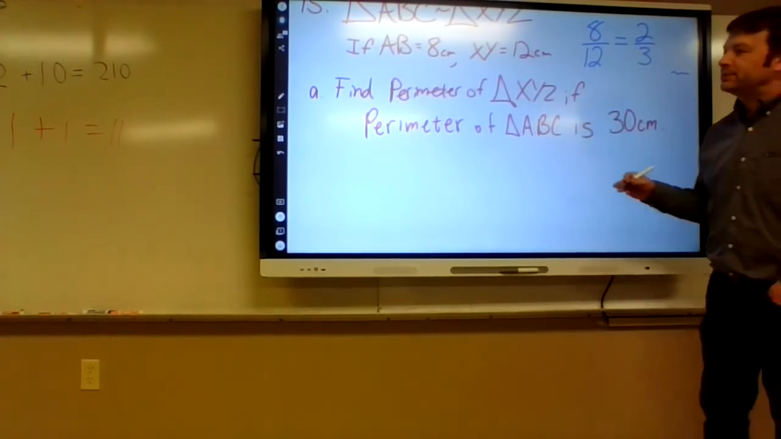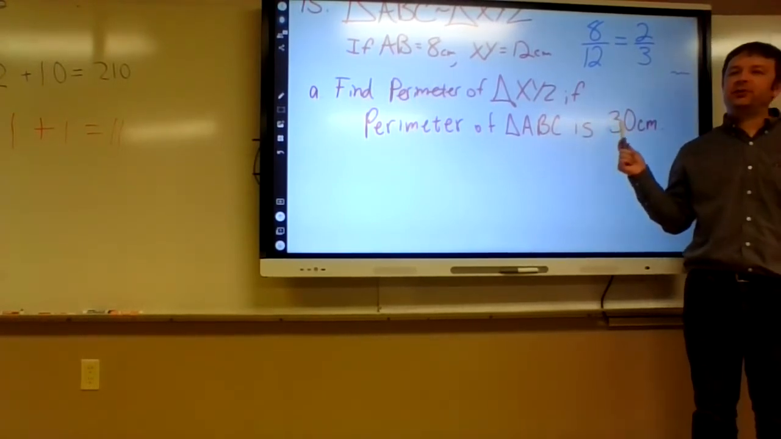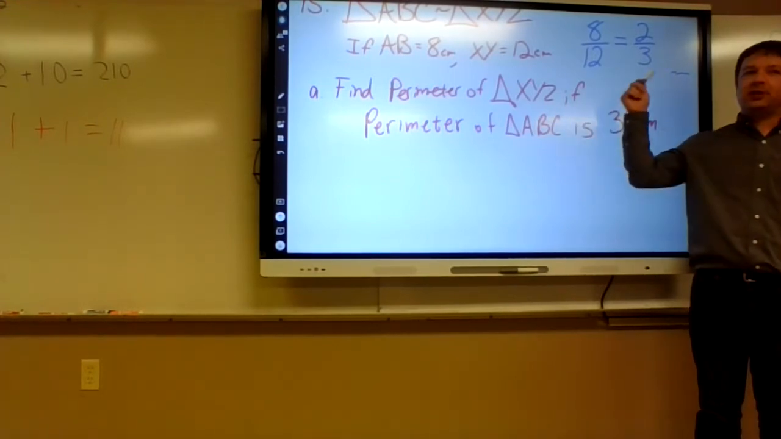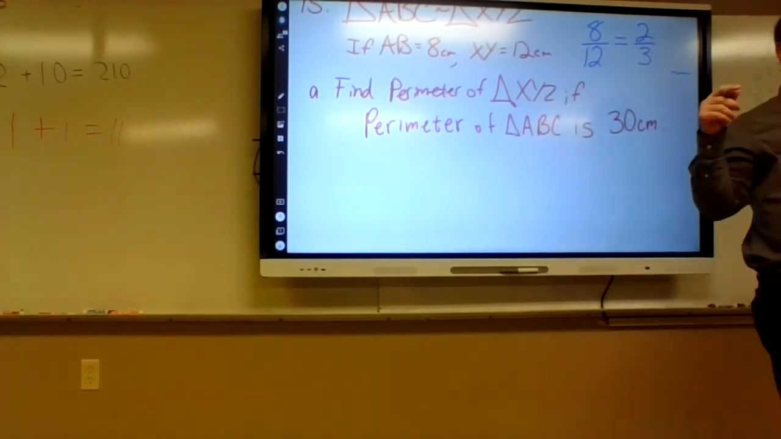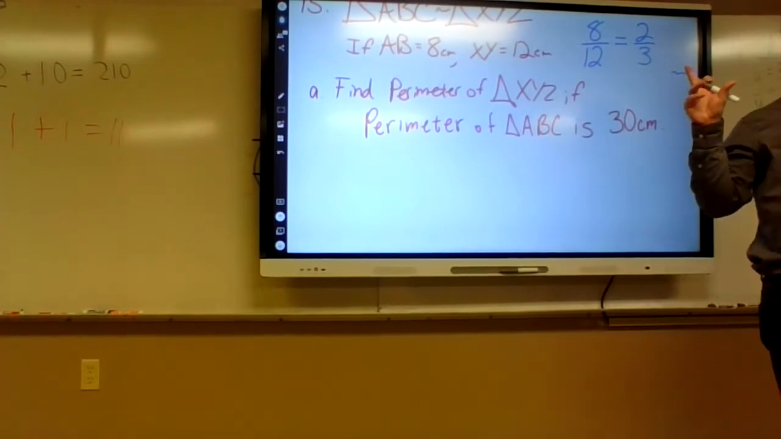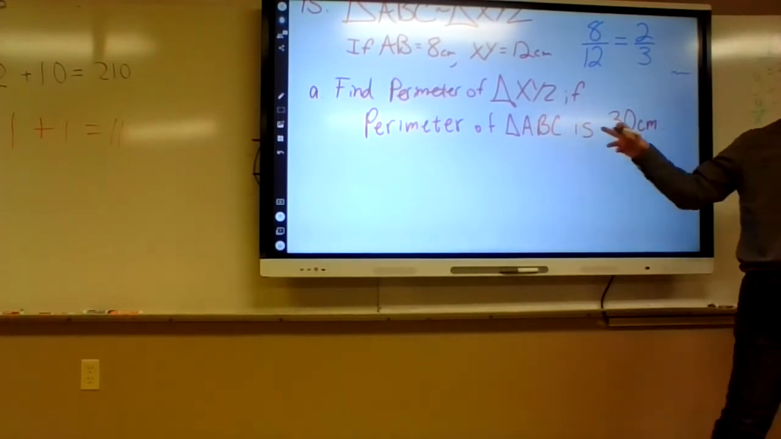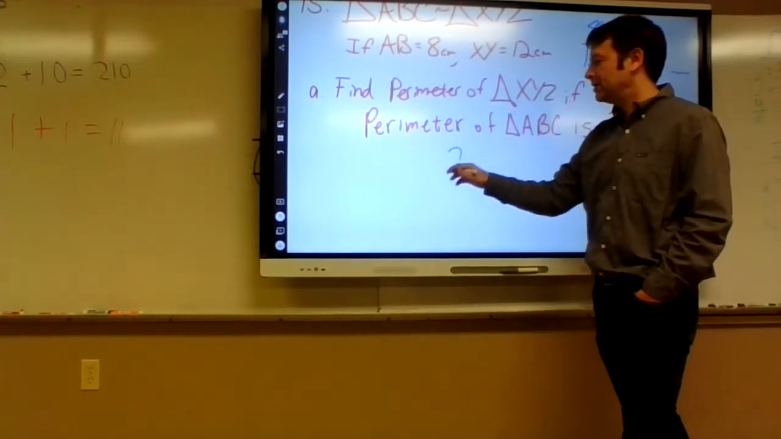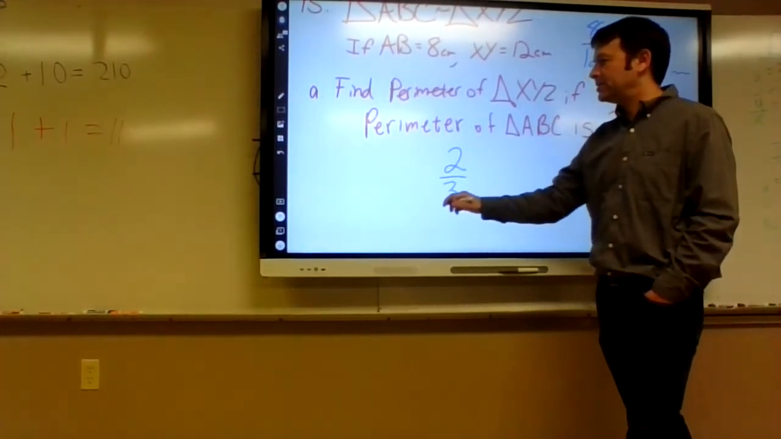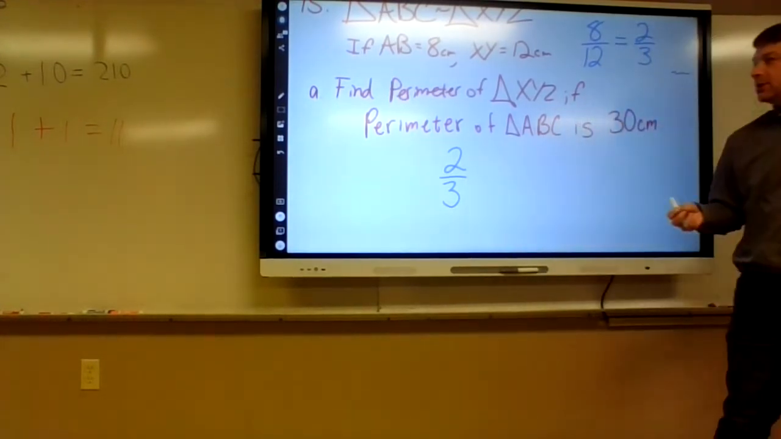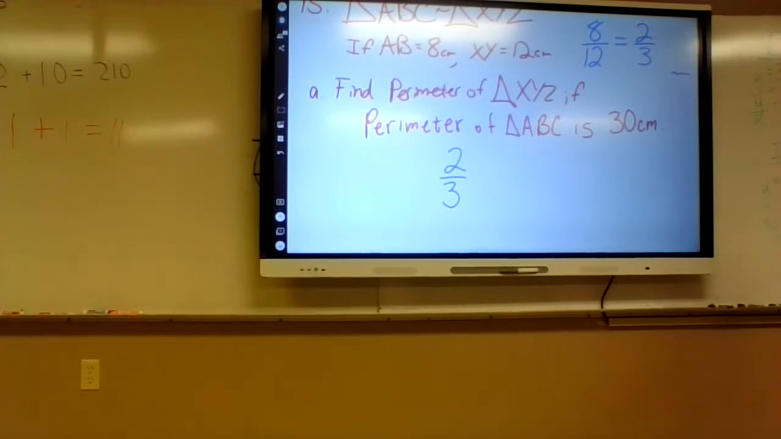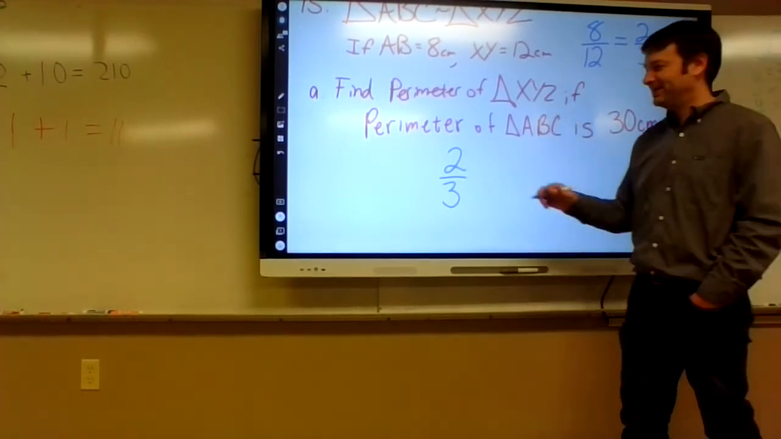Okay, now, here's the question. If the similarity ratio is 2 to 3, what's the ratio of the perimeters? 2 to 3, the same thing. Kind of a trick question. Some people probably have no idea what's going on, so you can't trick them if they have no knowledge base.